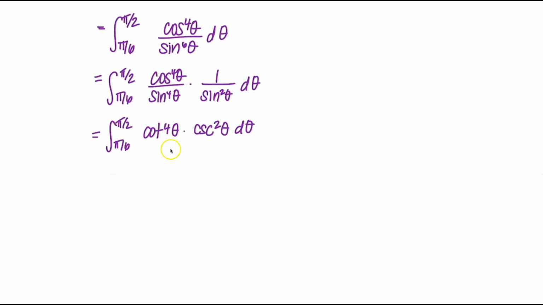If I let u be cotangent theta, then du is cosecant squared theta. I really want to make sure this looks like an exponent here. So this should be cotangent to the 4th theta. All right, so let's let u be cotangent theta. Du is negative cosecant squared theta d theta. Multiply the negative over to the other side.